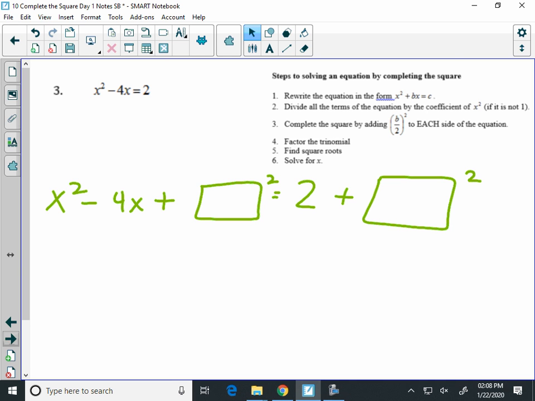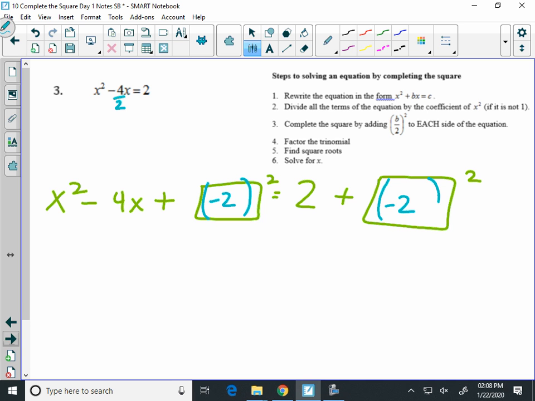How did you get negative 2? Divide your middle by 2 and we get negative 2. And it's squared. So we squared our boxes. Then we write our parentheses. What's going to go inside of our parentheses? X and negative 2. We have 2 x's. We split them up. We have 2 negative 2's. We split them up. Is equal to, plug that in your calculator. 2 plus negative 2 squared. Make sure you put parentheses around it. We get 6.